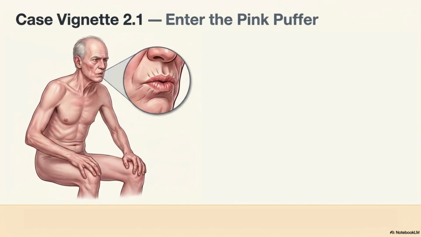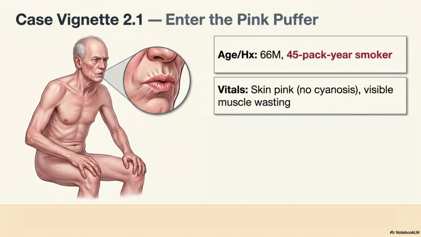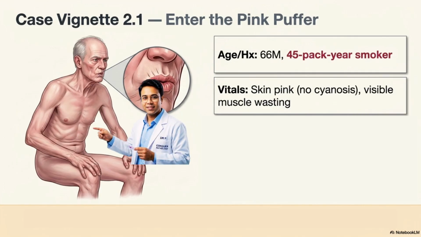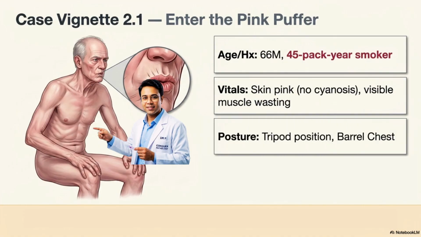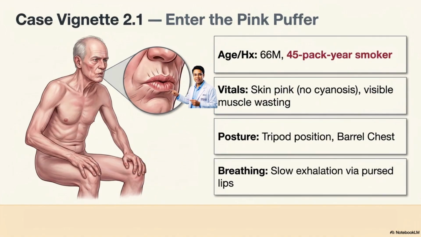Enter the pink puffer. Take a look at his profile. Age and history: a 66-year-old male with a massive 45-pack year smoking history. His vitals: his skin is pink, meaning there is no cyanosis, but you can see visible muscle wasting. His posture: he is sitting in a classic tripod position, leaning forward, and he has a distinct barrel chest. His breathing: he is performing a slow exhalation via pursed lips.